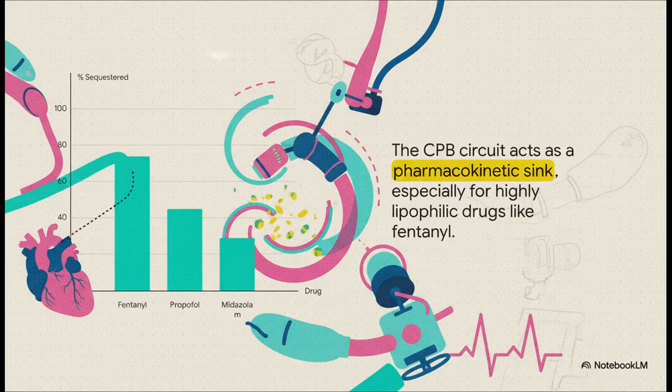In this chart, wow, this tells the whole story, doesn't it? The CPB circuit acts like a giant sponge for lipophilic drugs. Look at fentanyl. Up to 3/4 of it can be sequestered by the oxygenator. Propofol levels can drop by almost half just minutes after going on bypass. So the critical point is this: whatever dose of anesthetic was working before bypass is almost certainly not enough during bypass. This sequestration is a huge reason for intraoperative awareness, and we have to anticipate it by giving supplemental doses.